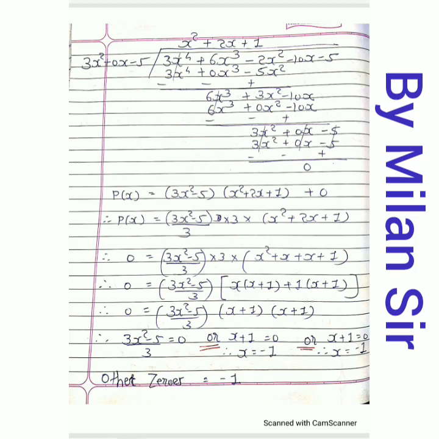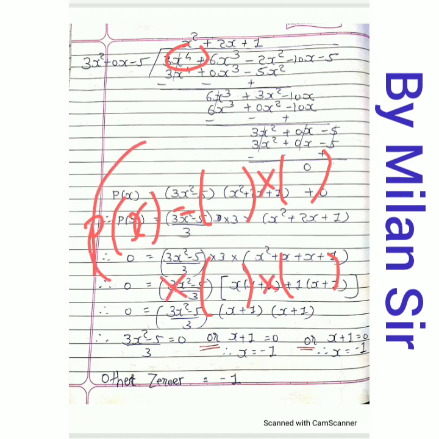Why? As I already explained, at last degree is 4. So we get 4 brackets here, right? And multiplication of these 4 brackets is our original p of x. Then we can say that these 4 brackets, whatever we get, are the factor of p of x, right? And our 3x square minus 5 is derived from multiplication of these 2 brackets, because we already know our two zeros, plus under root 5 by 3 and minus under root 5 by 3. Okay.